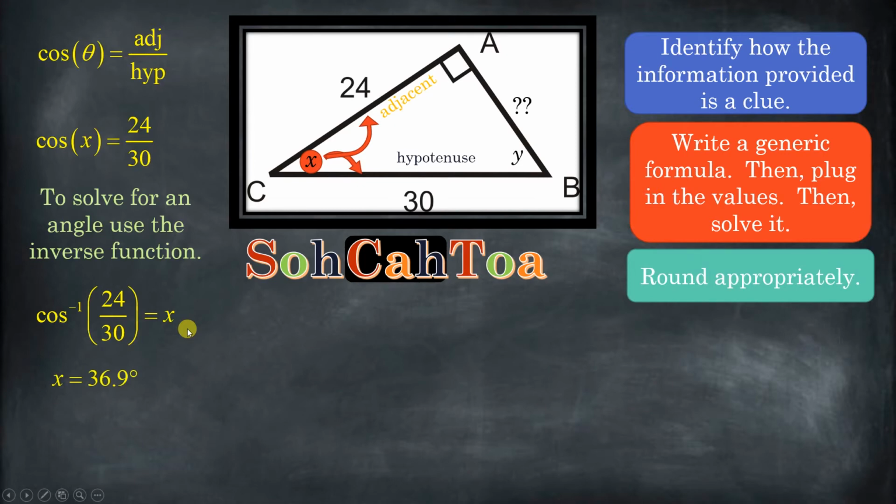So plug that into your calculator. You're going to get 36.9 degrees. That is rounded to 3 significant figures. You need to round appropriately based on the context or the instructions.